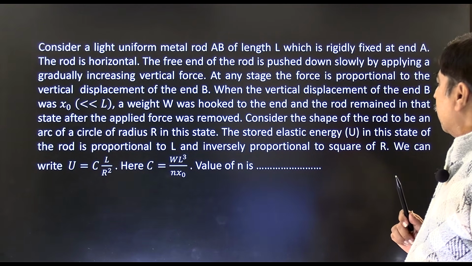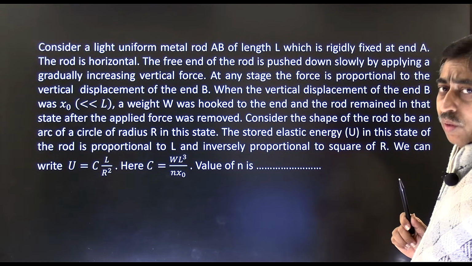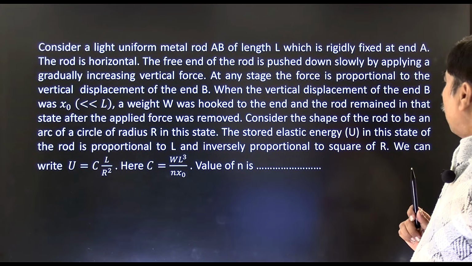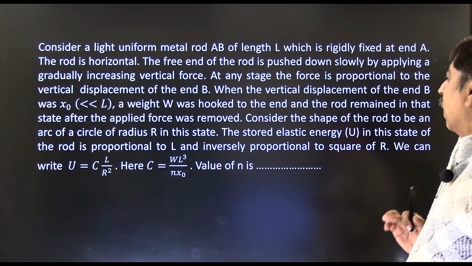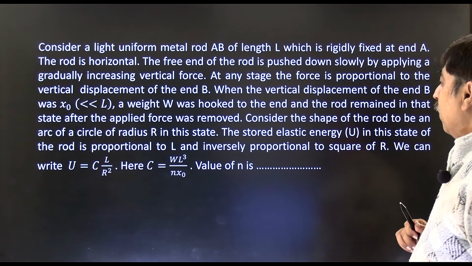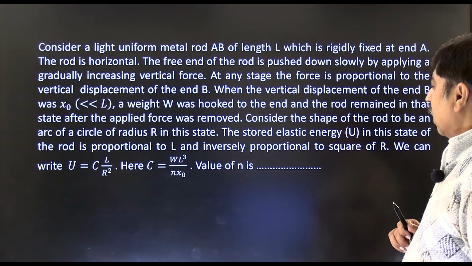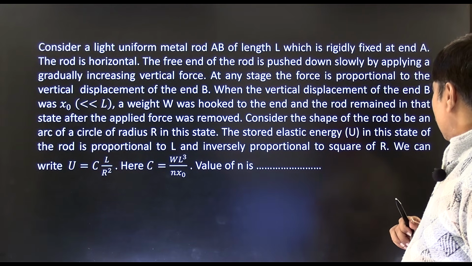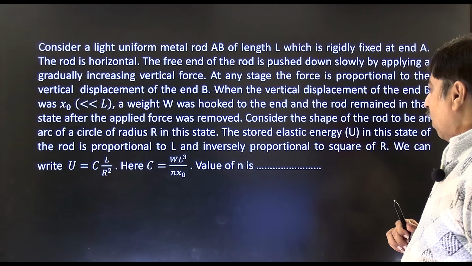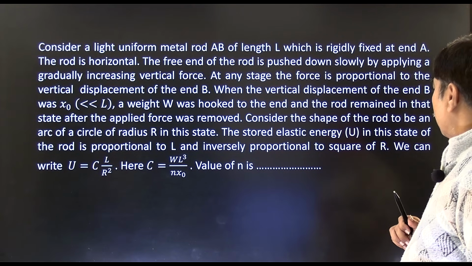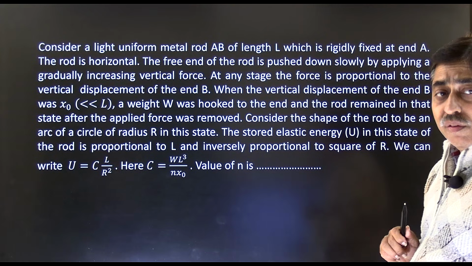When the vertical displacement of the end B was x naught, much less than L, a weight W was hooked to the end and the rod remained in that state after the applied force was removed. Great. Consider the shape of the rod to be an arc of a circle of radius r in this state. The stored elastic energy represented by U in this state of the rod is proportional to its length L and inversely proportional to the square of its radius of curvature.